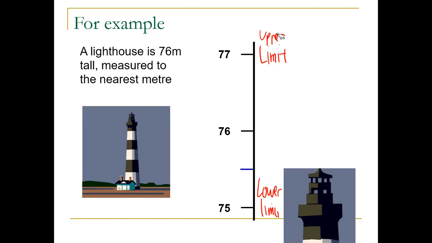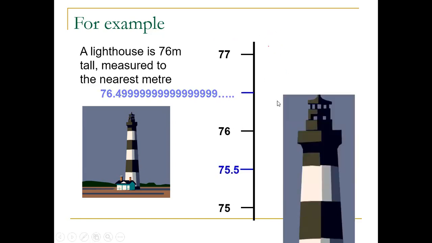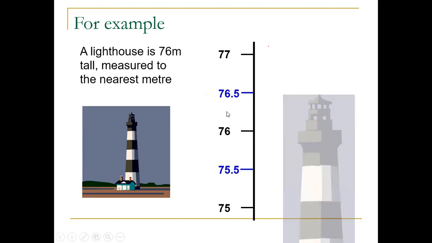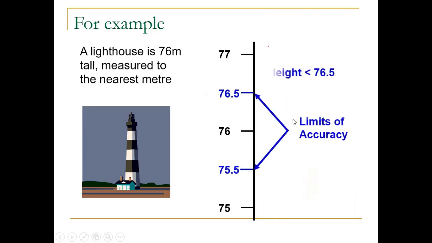So this is the limit, and it is in between the nearest meter, so 76 plus 1 and 76 minus 1, and the middle of it is called the upper limit, then upper and lower limit. So there you go. Or 76.5. This is called the limits of accuracy. So the height is not really 76, but it is in between 75.5, the lower bound, and 76.5, which is called an upper bound.